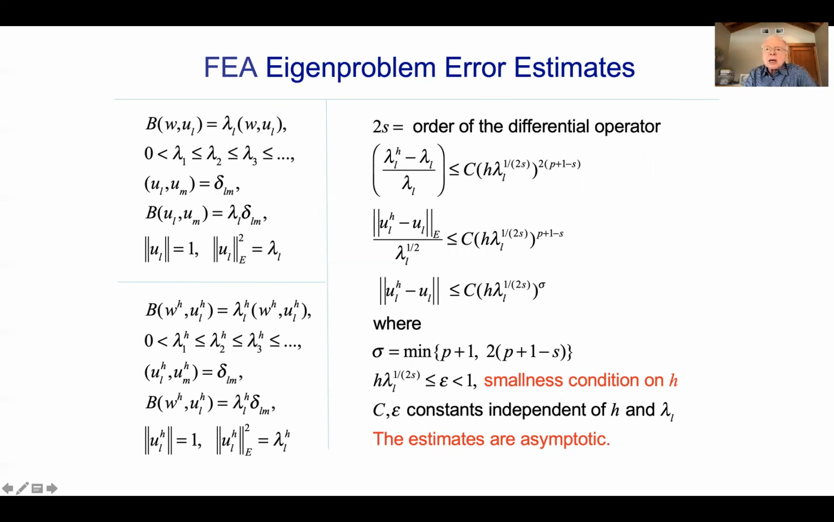Now, the interesting thing here, though, is the estimate is dominated by this term here. As you reduce H, you get better approximability. But H times the eigenvalue to this power has to be smaller than 1 to get convergence. So that becomes a smallness condition on H, because lambda in the higher modes is getting bigger and bigger. So this really doesn't tell you what's going on in your analysis in the high modes. It only tells you asymptotically, as H goes to 0, what's going on in the well-resolved modes.